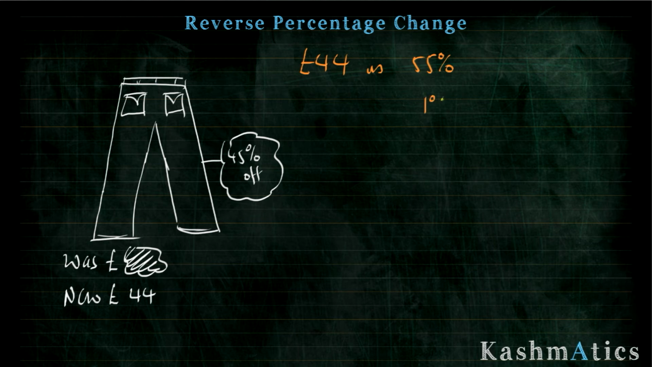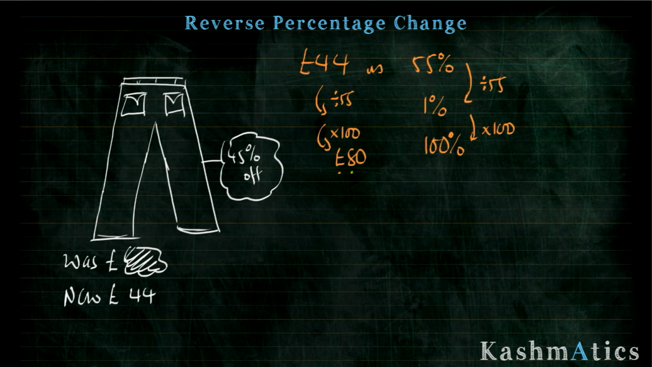So I need to get down to 1% and back up to 100%. So I need to divide by the percentage that it is. So 55%. So divide by 55 and then multiply by 100. So I do exactly the same on this side. I divide by 55 and multiply by 100. And if I do that, I get £80.